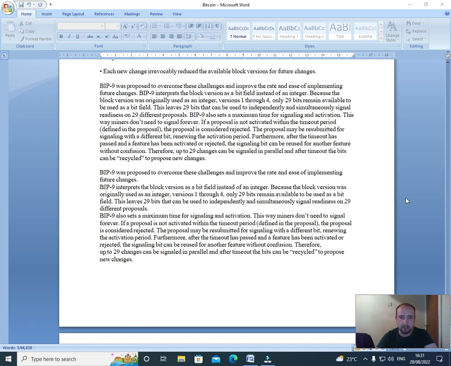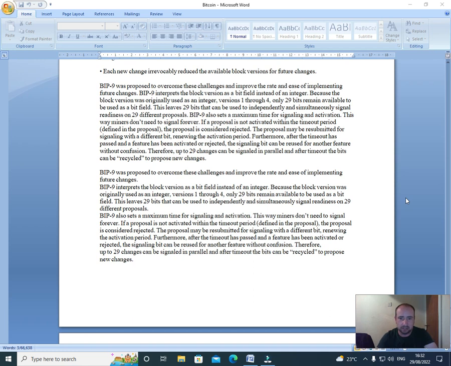BIP9 interprets the block version as a bit field instead of an integer. Because the block version was originally used as an integer, version 1 through 4, only 29 bits remain available to be used as a bit field. This leaves 29 bits that can be used independently and simultaneously to signal readiness on 29 different proposals.